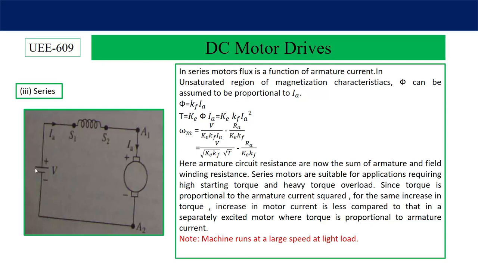So DC series motors are very much suitable for applications where heavy torque is required, like in traction motors. And here it is understood that the armature circuit resistance is now the sum of the armature and field winding resistance. So Ra is the resistance of this winding plus the resistance of this armature winding. At the same time, we can see if the torque is low, then the speed is very high. So we can say that this DC series motor is not operated at no load condition.